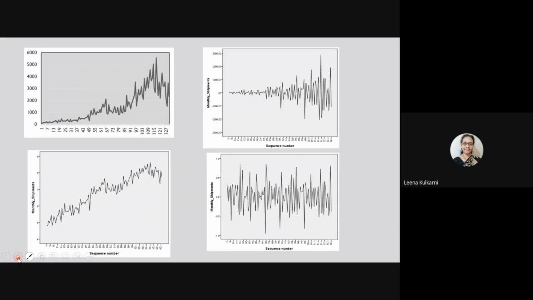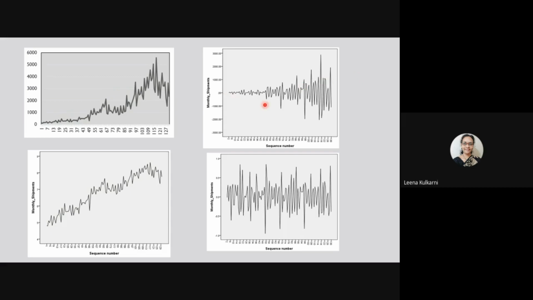Again, here are some more examples. In the first graph, you can see the values are increasing. So the trend is present, but the fluctuations present in the data are also increasing over time. The range of fluctuations is not the same. As against that, in this data set, the trend is present very clearly, but the fluctuations are the same all through the time points.